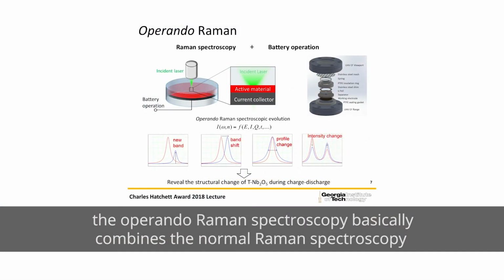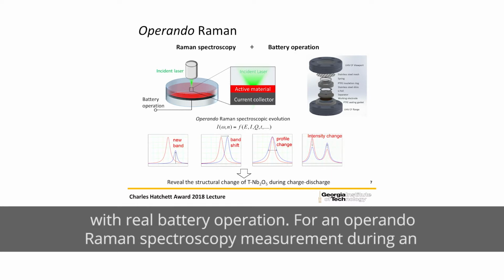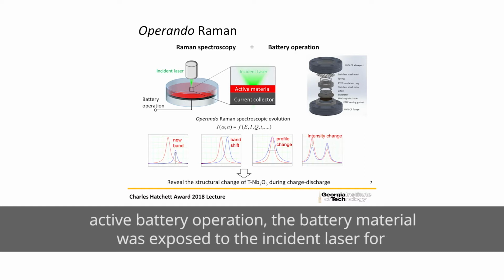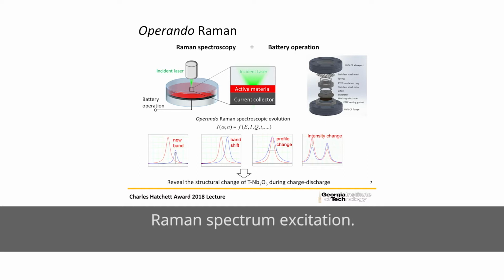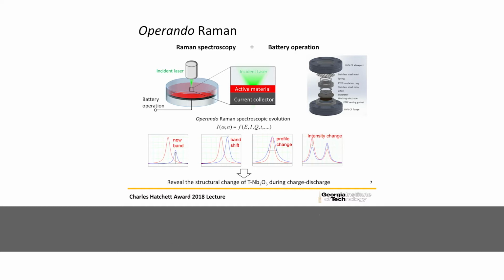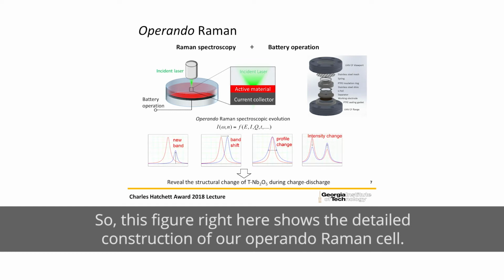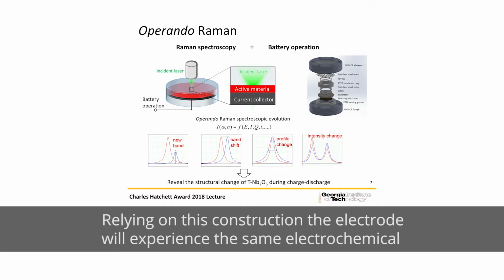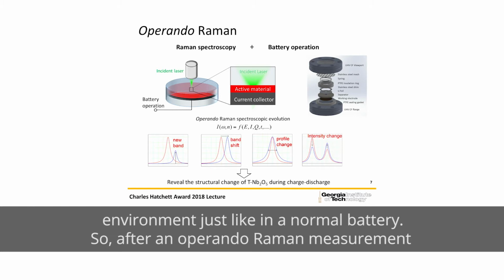The operando Raman spectroscopy basically combines the normal Raman spectroscopy with real battery operation. For an operando Raman spectroscopy measurement, during an active battery operation, the battery material is exposed to the laser for Raman spectrum excitation. So the Raman spectrum acquisition and battery operation are performed at the same time. This figure shows the detailed construction of our operando Raman cell. Relying on this construction, the electrode will experience the same electrochemical environment just like in a normal battery.